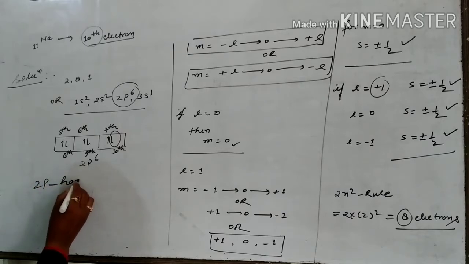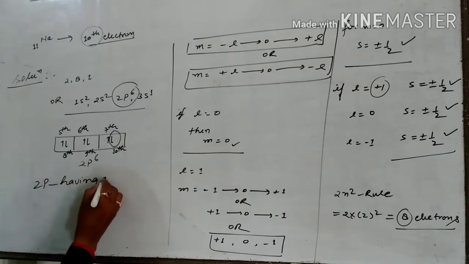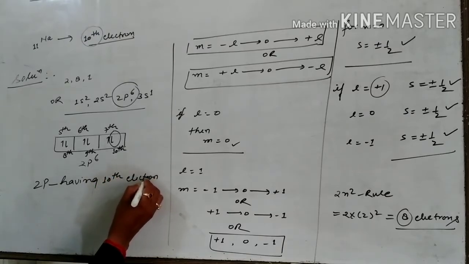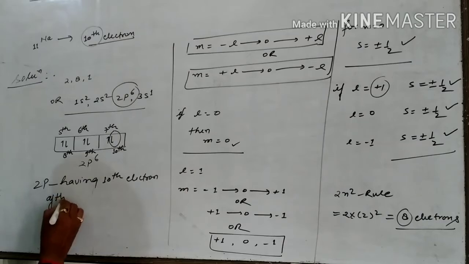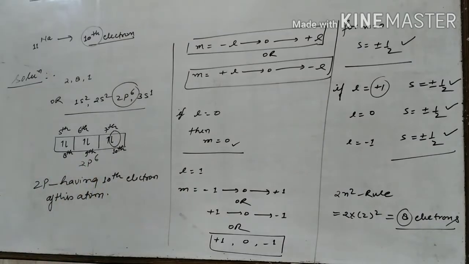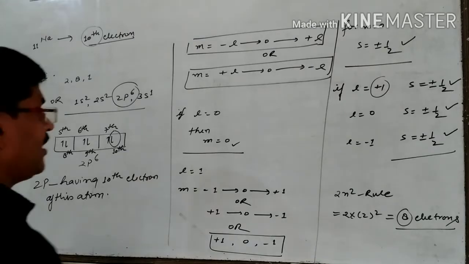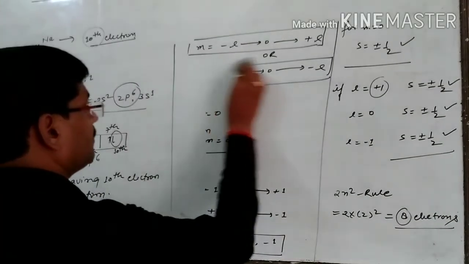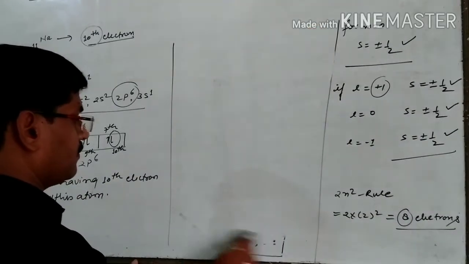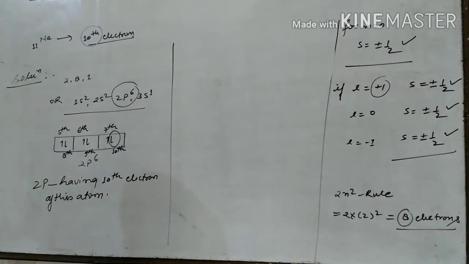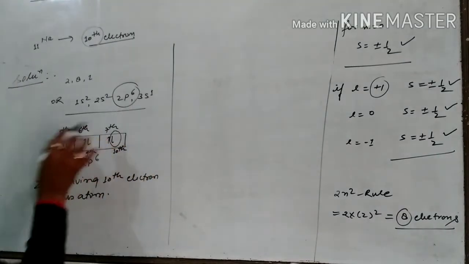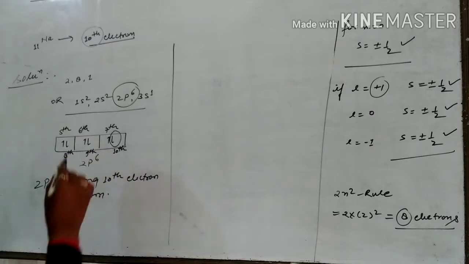2p having the 10th electron of this atom. So now how do you have to solve? Say here, as it is clear in 2p, and 2p I have written here, this one is the 10th electron.